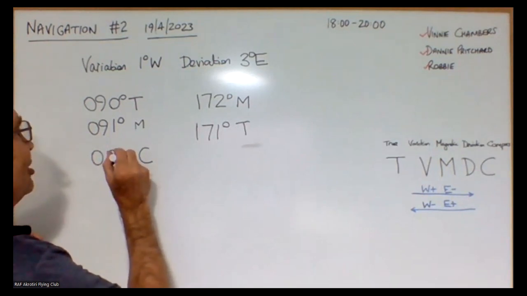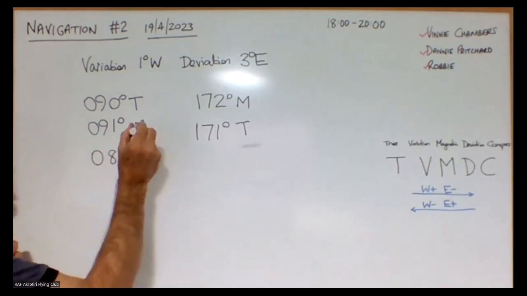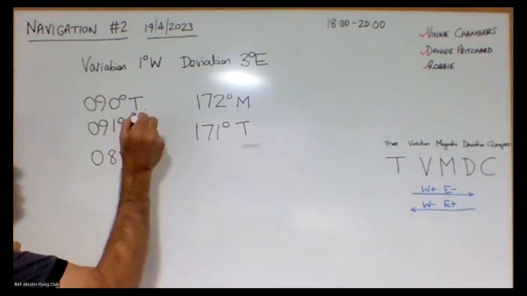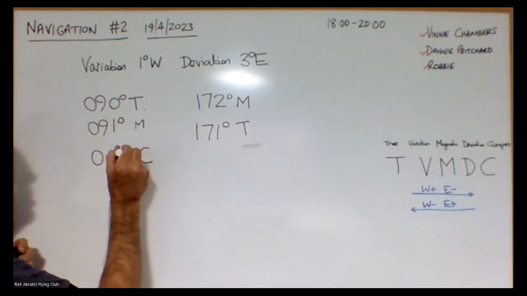Is it 087? Oh, do we go from 090 or from 091? Now remember, we're not going true to compass. Oh, we go from magnetic. We go from magnetic. Oh yeah, so 088. Yes.